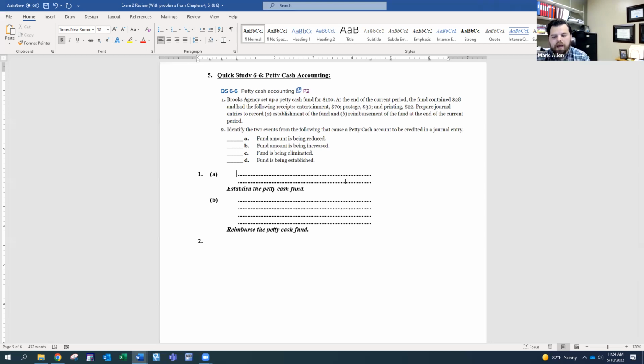Now, to be clear, when you're thinking about these types of problems, what I want you to think of is a box. It should be a locked box. One person should have the key. There should be a register or something indicating where the money went, a collection of receipts, the cash, the change. All that is locked within this box. At the beginning of the period, this has $150 in it. This is my beginning balance.